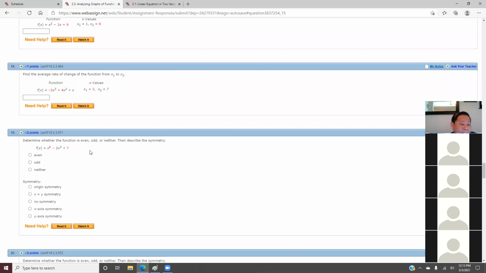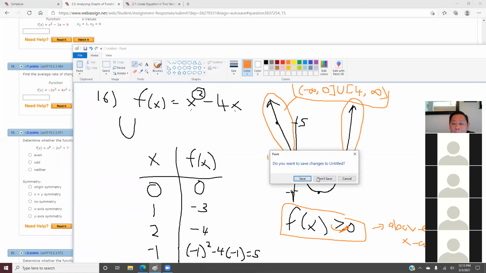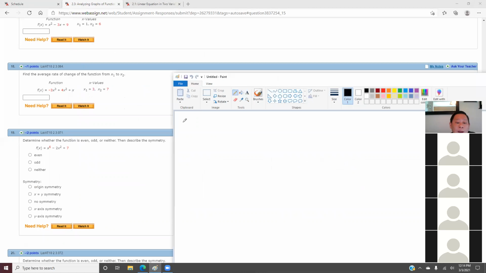Okay. Next is even, odd, or neither. If you have even, it is symmetry with the y-axis. So if you answer even, it is automatically symmetry with the y-axis. How do you know your function is even? You substitute your x to become negative x, and you get back your original function. Then we know it is an even function.